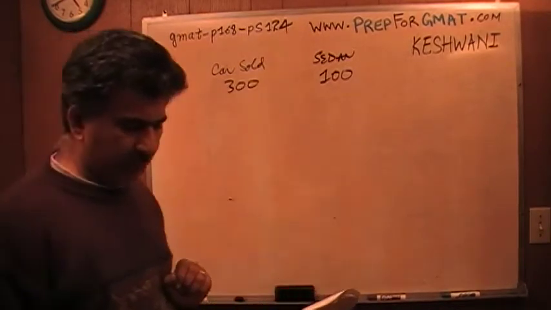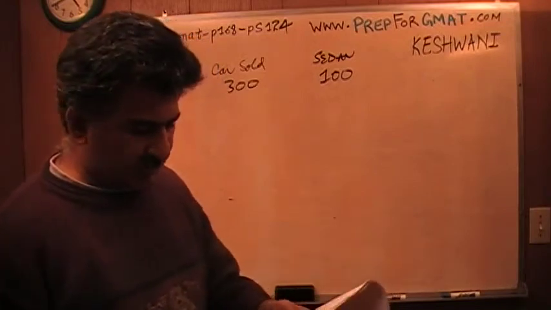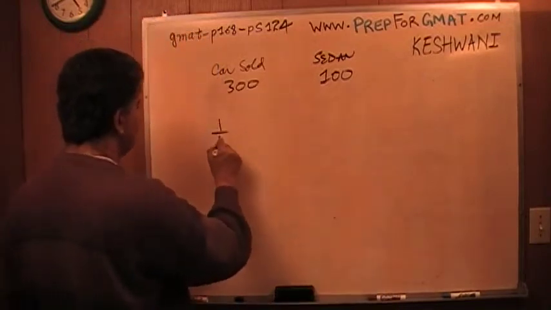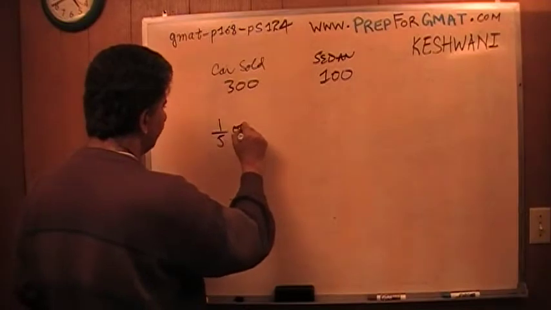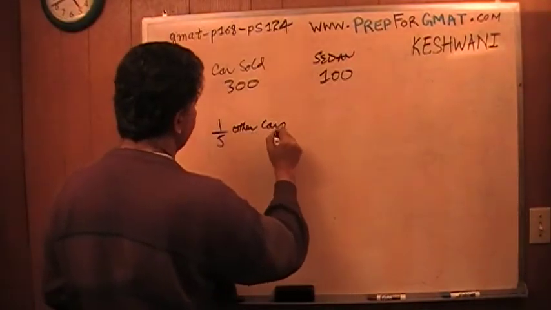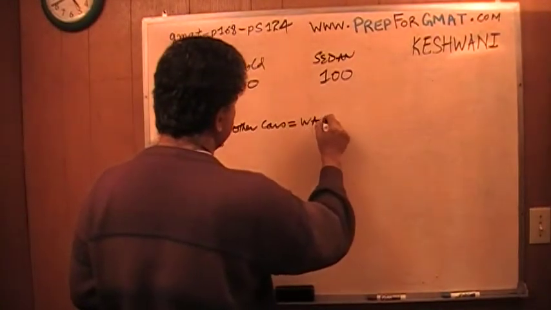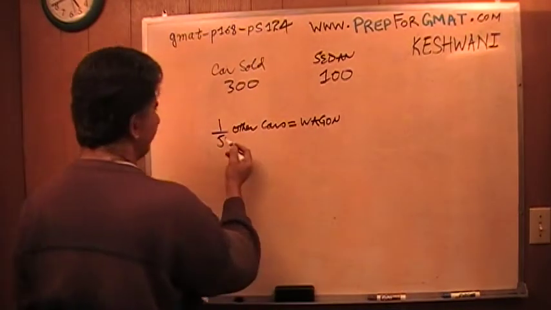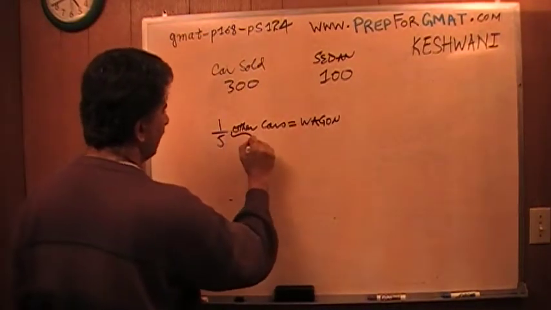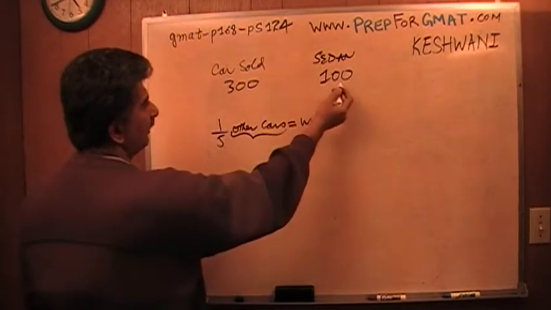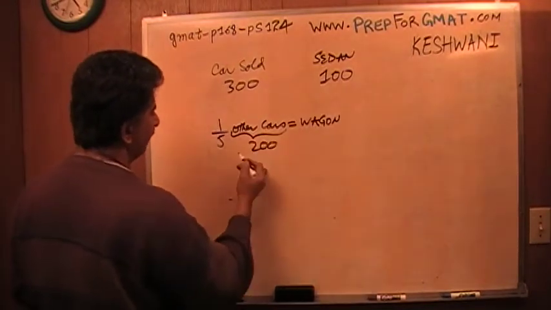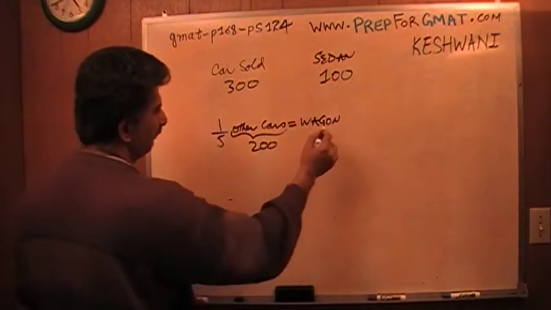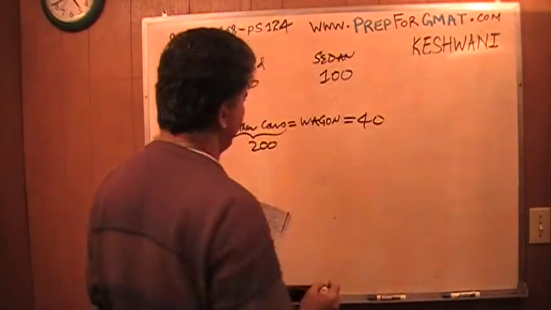So I plugged in 300 here, therefore sedans must have been 100. Then it goes on to say that 1/5 of the other cars were station wagons. Well, 1/5 of the other cars here, since there are 300 altogether and 100 of them are sedans, must be 200. And 1/5 of those must be wagons, which means there were 40 wagons.